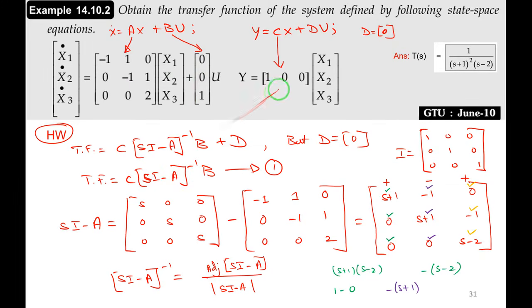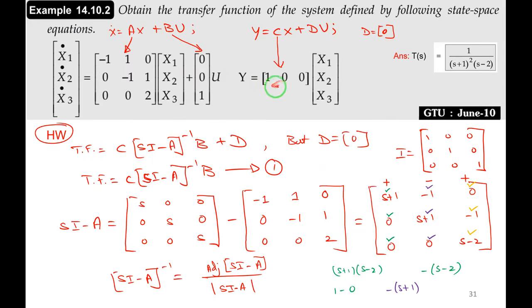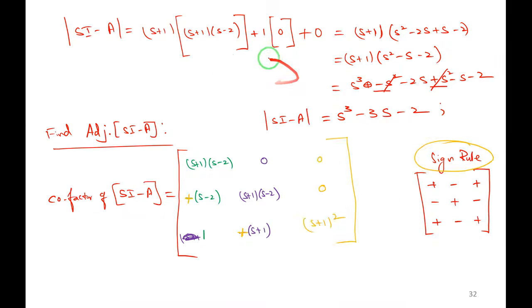And C, where is matrix C? This is matrix C. Let me multiply C into (sI minus A) whole inverse. What is C? C is 1, 0, 0. This is C, right? So what is the order of the matrix? Only 1 row, 3 columns.